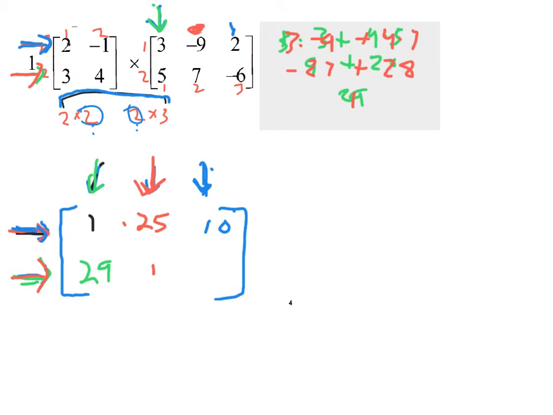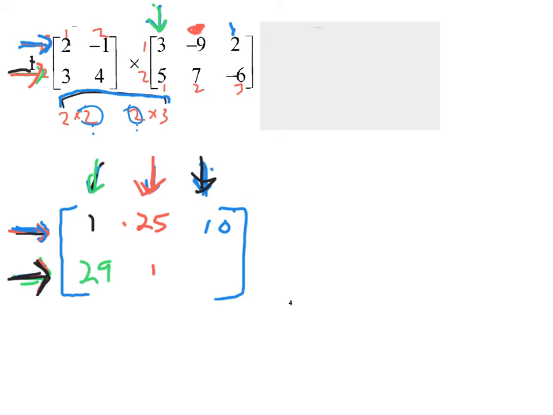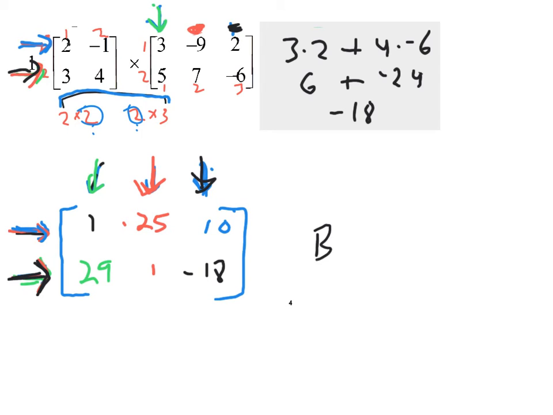All right, you can do the last one. Try it for yourself. I'll pause. Not really, I'm still here. This is going to be our second row, third column. So second row, third column. That's 3 times 2 plus 4 times negative 6. 3 times 2 is 6 plus negative 24 gives you a negative 18. Boom.